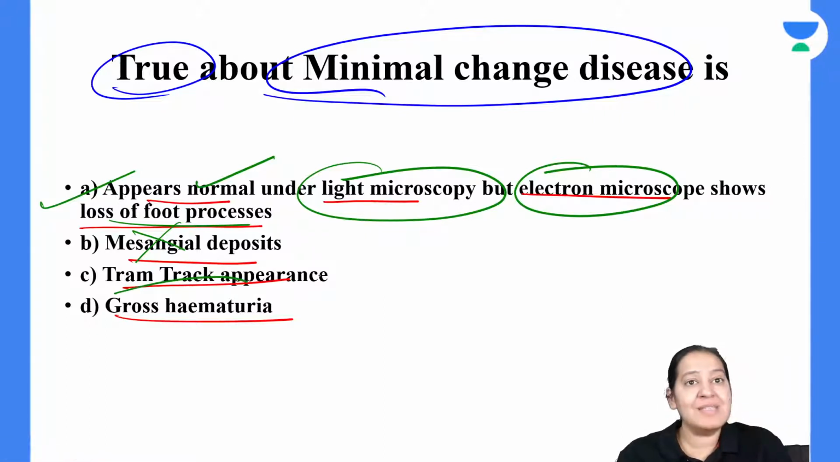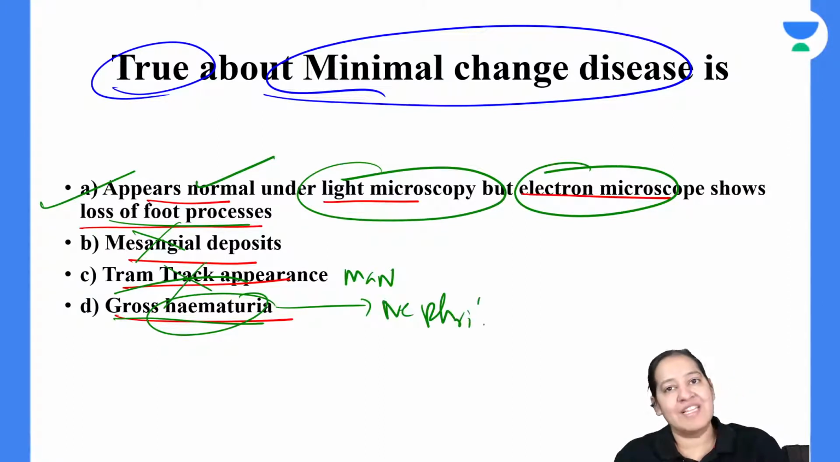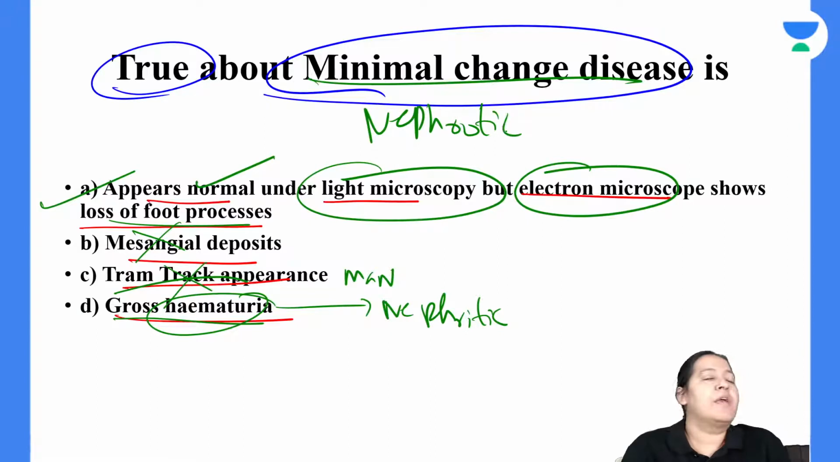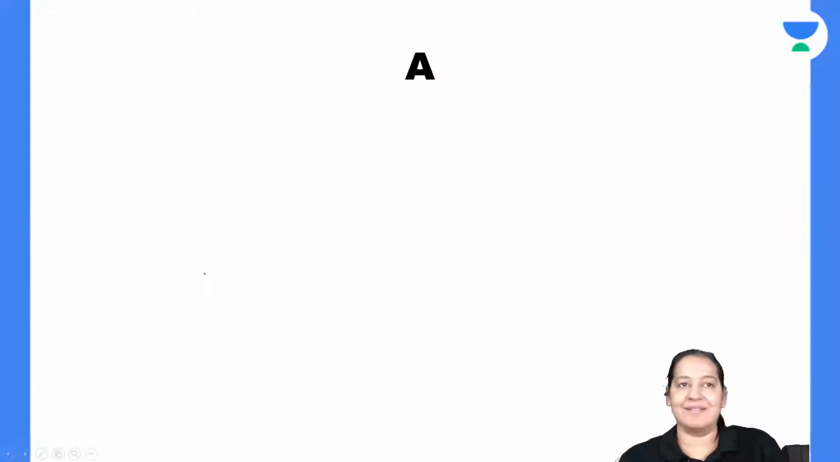Tram tract appearance is seen in membranous glomerulonephritis, not in minimal change. So this is wrong. Hematuria is seen in nephritic syndrome. But I have told you that minimal change disease leads to nephrotic syndrome. So here hematuria is absent, not gross hematuria, it is absent. That's why this statement is also wrong. So the other 3 are wrong, the first is right. Rishinika, right? The correct answer is A.